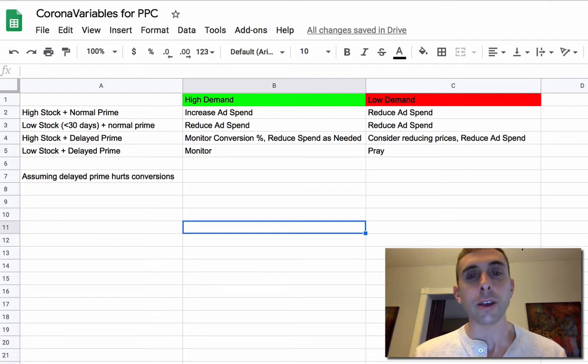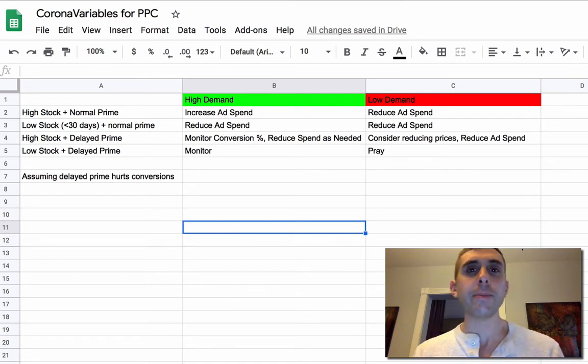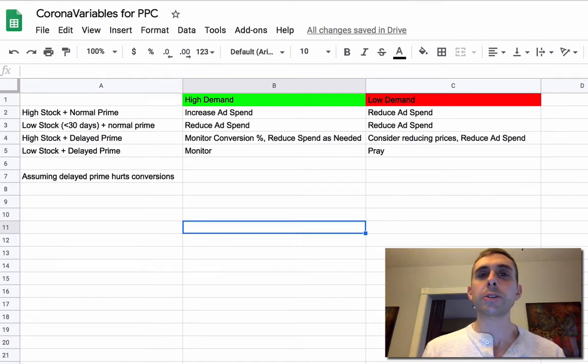I'm actually making this for my team so that we can more closely monitor all the clients that we're managing. And I'm also probably going to release this to the Facebook group community. So what we're looking at here is a document called Corona Variables for PPC. As you guys know, there are a ton of things changing on Amazon, and there's a lot to monitor to make sure that we are making the best decisions for our ad spend and cash flow right now.